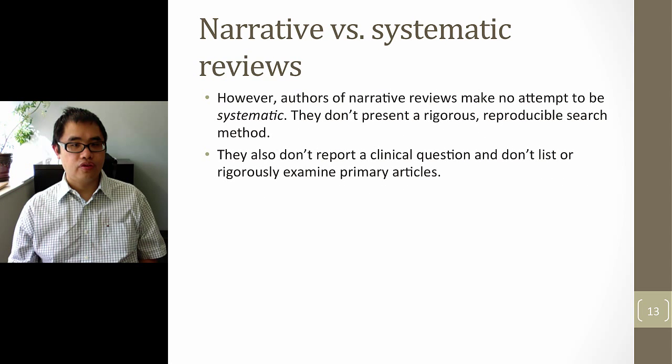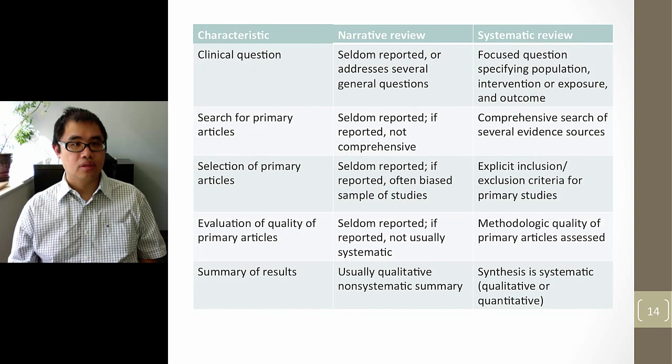However, authors of narrative reviews make no attempt to be systematic. They don't present a rigorous, reproducible search method, and they also don't report a clinical question and don't list or rigorously examine primary articles. So here's a summary looking at the differences between narrative and systematic reviews.